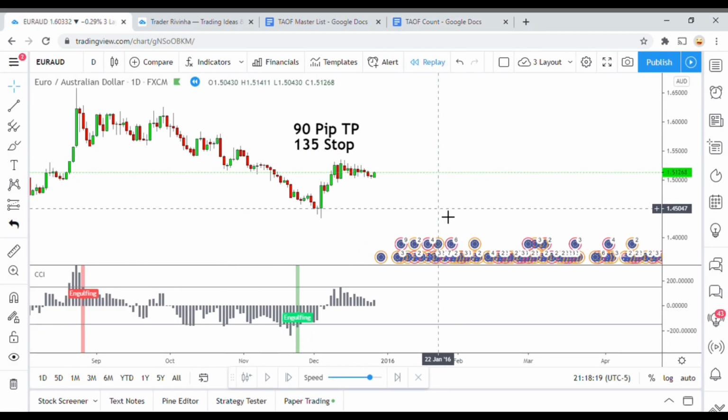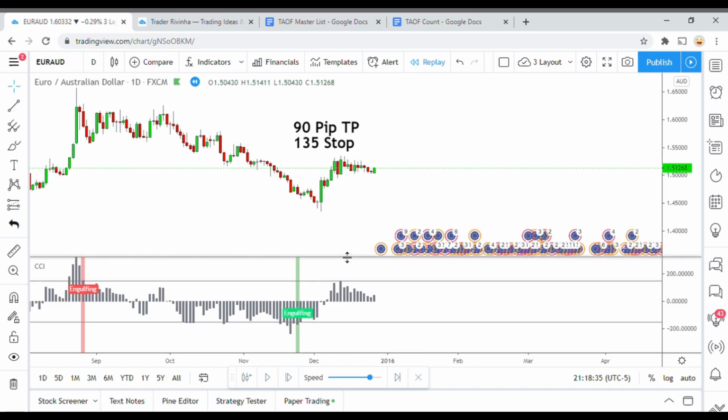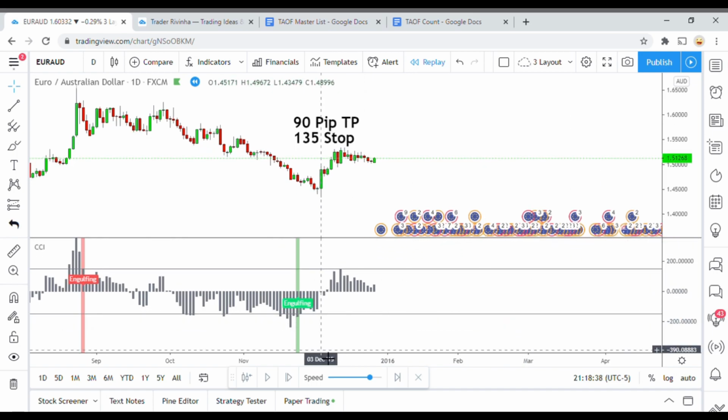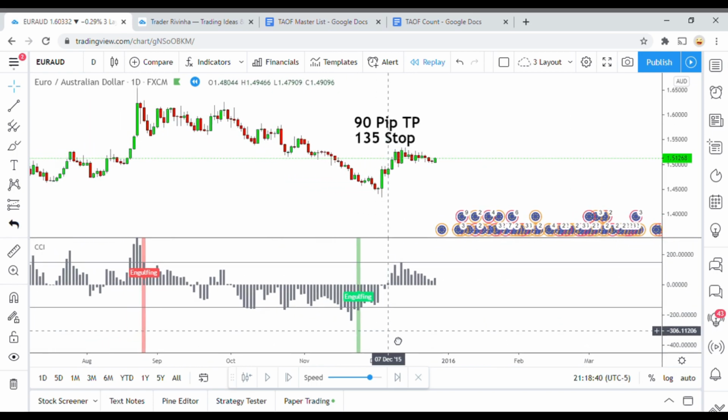All right, so like I said, today's indicator is the CCI Bearish Bullish indicator. You can see it here on the bottom of the screen. All in all, it's a relatively simple indicator. Not a whole lot visually going on with it.